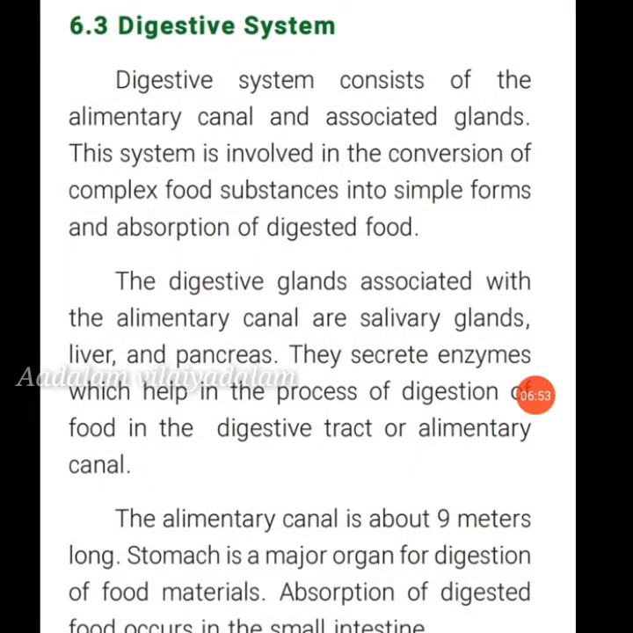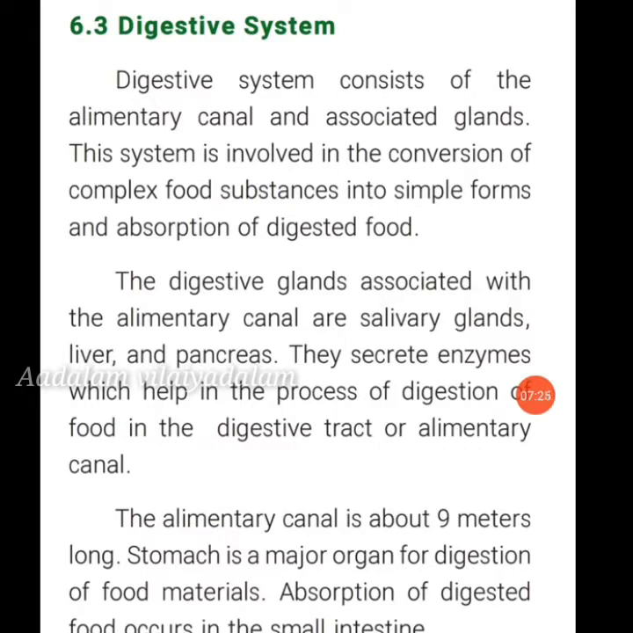The next system, the digestive system. The digestive system consists of the alimentary canal and associated glands. This system is involved in the conversion of complex food substances into simple forms and the absorption of digested food. Digestive glands secrete enzymes which help in the digestion of food in the digestive tract or alimentary canal.